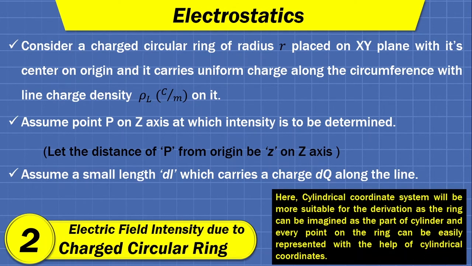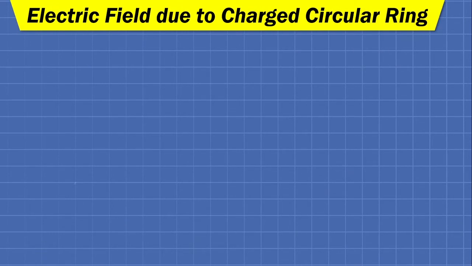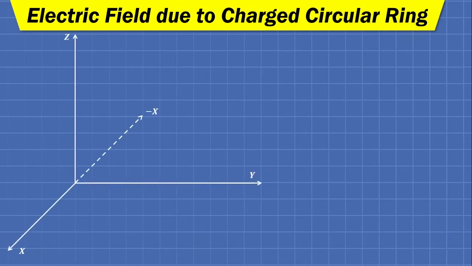and here the cylindrical coordinate system will be more suitable for the calculation, as the ring can be imagined as a part of a cylinder, and every point on the ring can be easily represented with the help of cylindrical coordinates. So for this derivation, we are not going to use the Cartesian coordinate system, rather we will use the cylindrical coordinate system. So it depends on the case which coordinate system should be used for the derivation. So as per the discussion, this Cartesian axis is just for our reference. In actual calculation, we will use the cylindrical coordinate system.